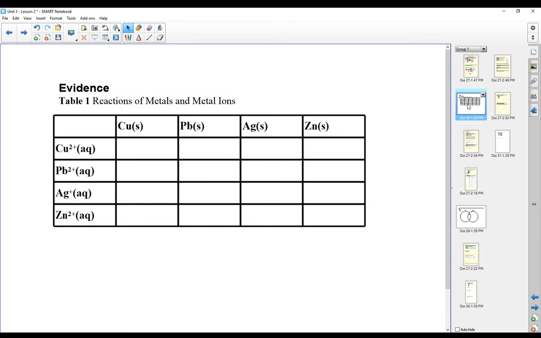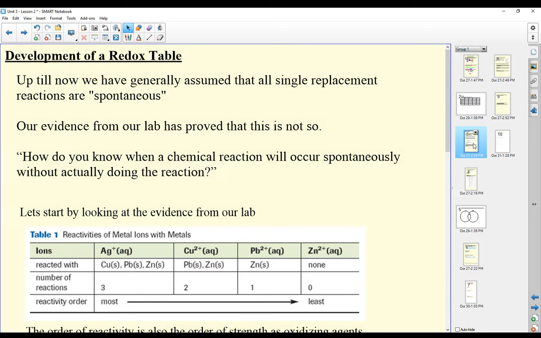All right, we have this table here. I'm going to fill this in, and then we're going to look over why that is. Before I fill this in, actually, I think we're going to hop onto the next slide here just to discuss why we'll fill in the table the way we will. So let's talk about a redox table.